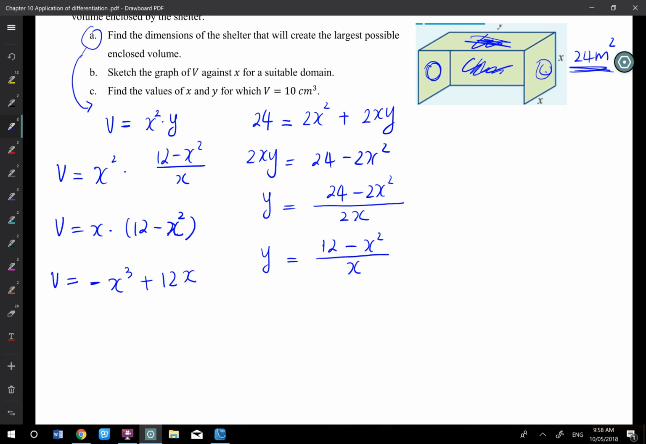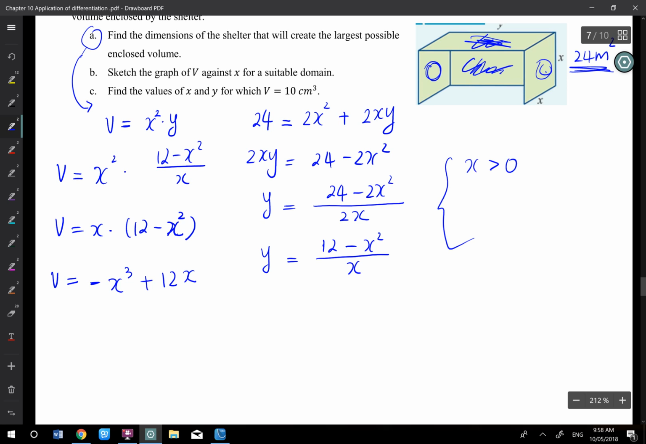Anyone? I need you to make me think. I'll wait until anyone gives me an answer. x greater than 0? Yep. x is greater than 0, or how do you get the square root 12? Yep, so we work out that one. But where we get that, it should be y greater than 0.